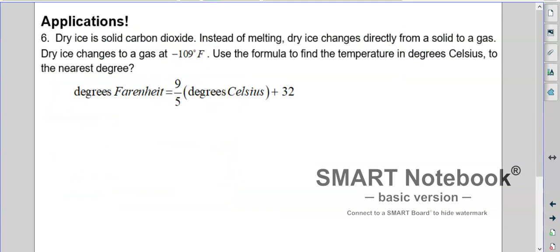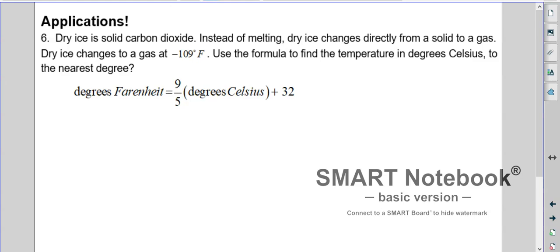All right, real world problem. So dry ice is solid carbon dioxide. Instead of melting, dry ice changes directly from a solid to a gas. It's the stuff they use in like haunted houses to create like fog. It changes to a gas at negative 109 Fahrenheit. Pretty cold. Use the formula to find the temperature in degrees Celsius to the nearest degree.